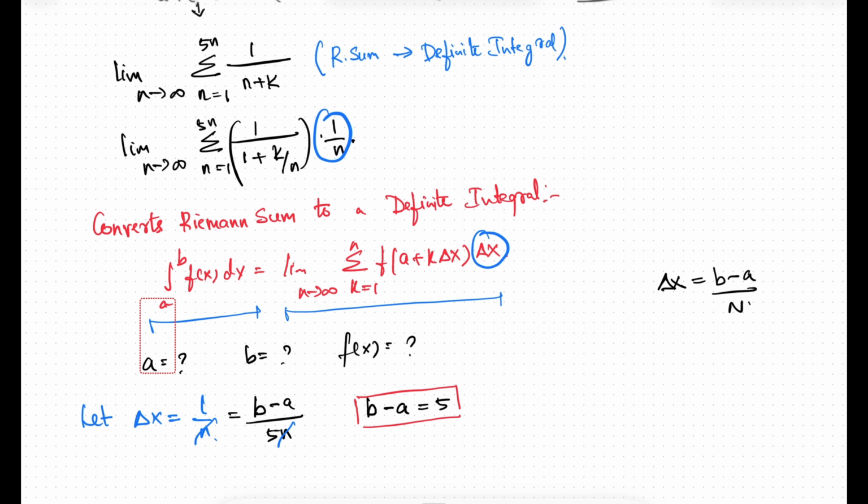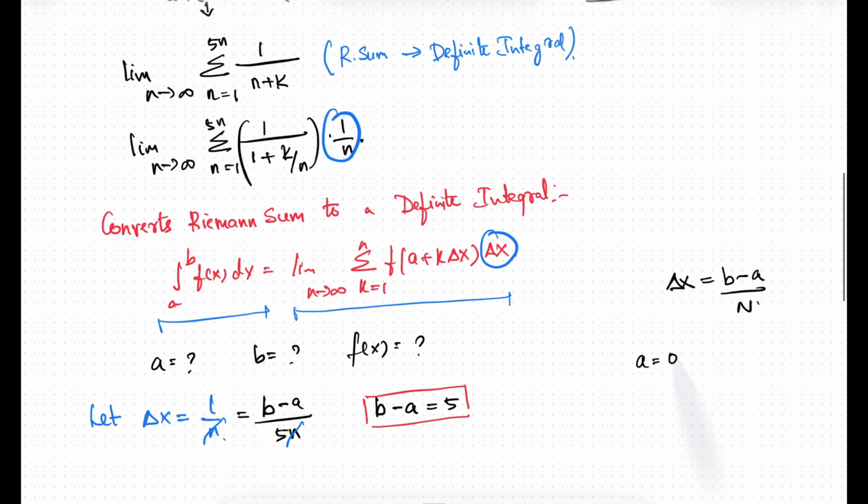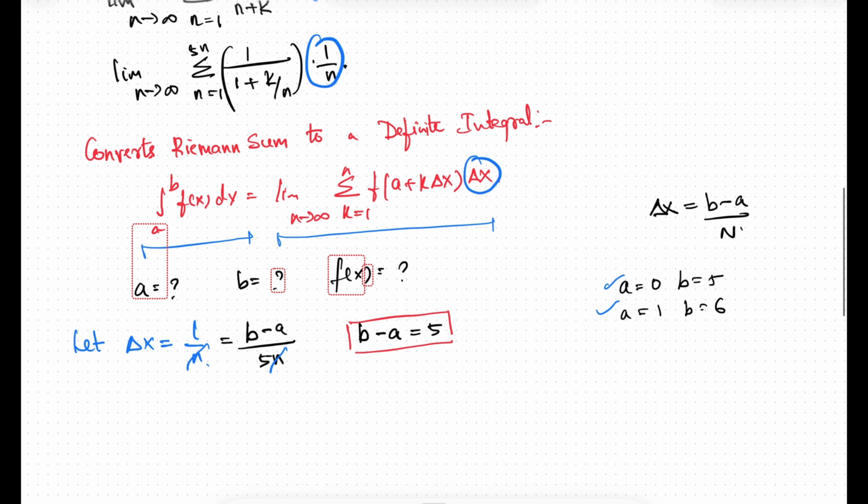So it has infinitely many solutions, right? I can also have a to be 0 and b to be 5. I can also have a to be 1 and b to be 6. There are so many different possibilities. So we'll have to proceed with any one of the possibilities such that the result holds true. That is what matters at the end.